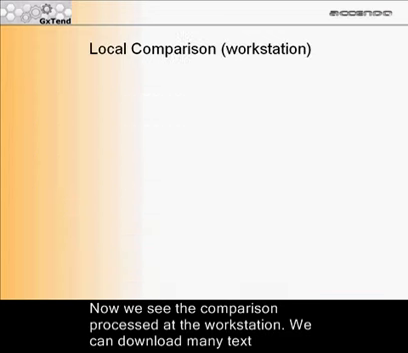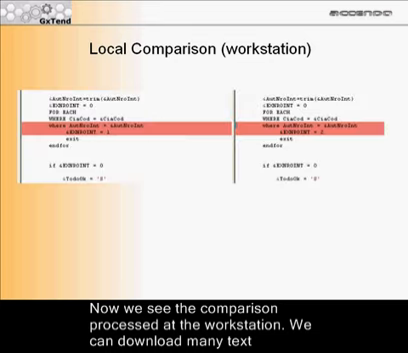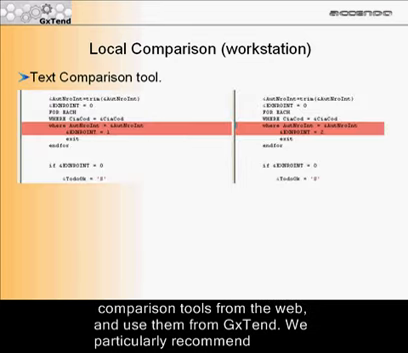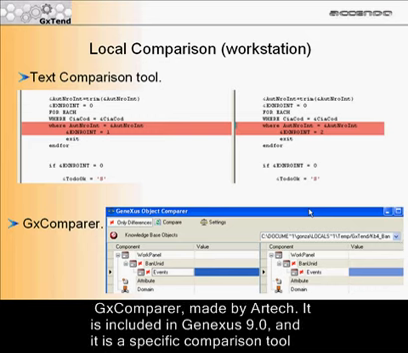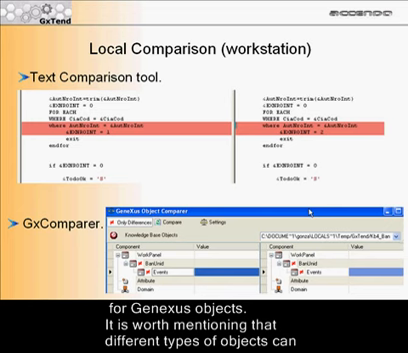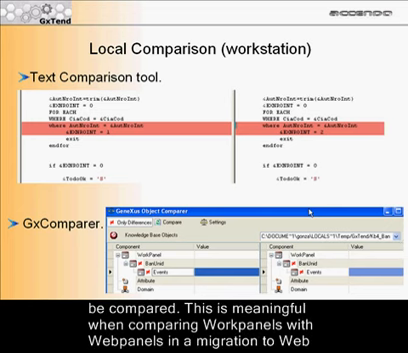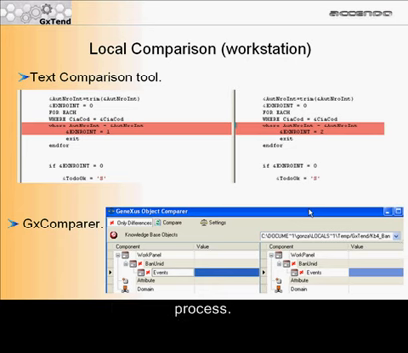Now we see the comparison processed at the workstation. We can download many text comparison tools from the web and use them from GxTend. We particularly recommend GxComparer, made by Artec. It is included in GNexus 9.0, and it is a specific comparison tool for GNexus objects. It is worth mentioning that different types of objects can be compared. This is meaningful when comparing work panels with web panels in a migration to web process.